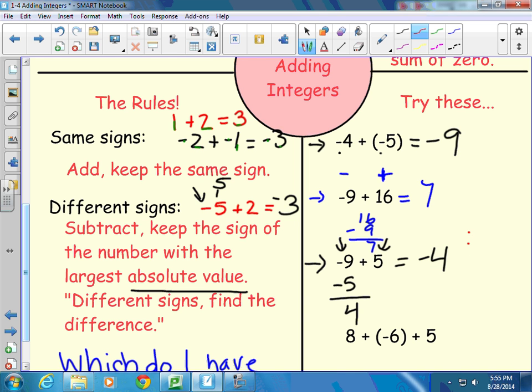So I have 1, 2, 3, 4, 5, 6, 7, 8, 9 negatives, which will cancel with 5 positives. So 1, 2, 3, 4, 5. I kind of cancel them out. What's left over? 4 negatives, if you want to picture that.